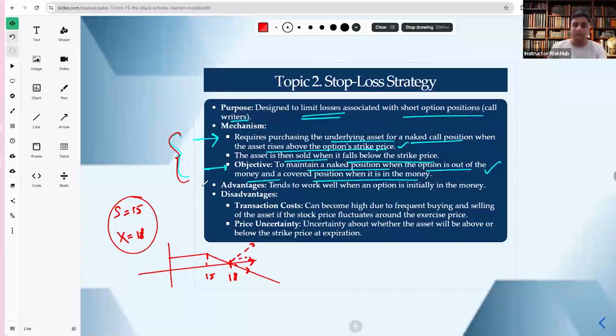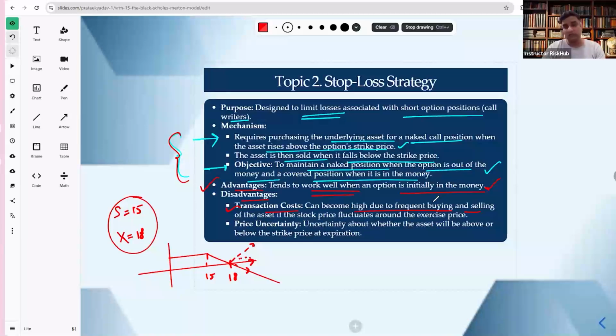So that's the idea. Advantages: it tends to work well when an option is initially in the money, right? Disadvantages: transaction cost can become higher due to frequent buying, because the stock price will not go in one direction. Let's say it went to 19, you bought a call option, and then before you even think, in a blink of an eye, it moved to 17. What can you do? Suddenly the bought call option is in loss.